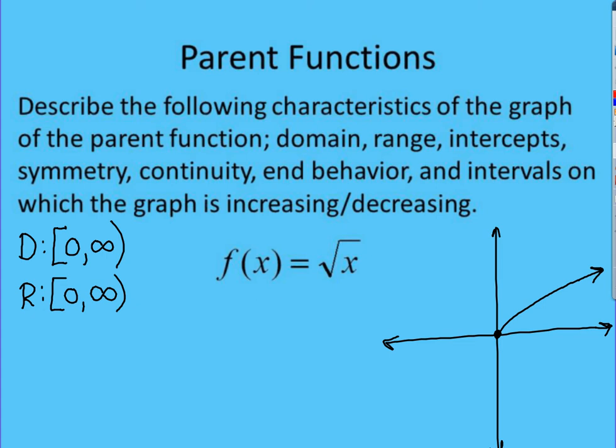Next, we need to talk about the intercepts. Not all graphs will have intercepts. If the graph does not cross the x-axis, or if the graph does not cross the y-axis, you would just say there are no intercepts. In this case, we have one intercept, and that's where it's crossing the x and the y-axis. So we have an x-intercept of 0 and a y-intercept of 0.